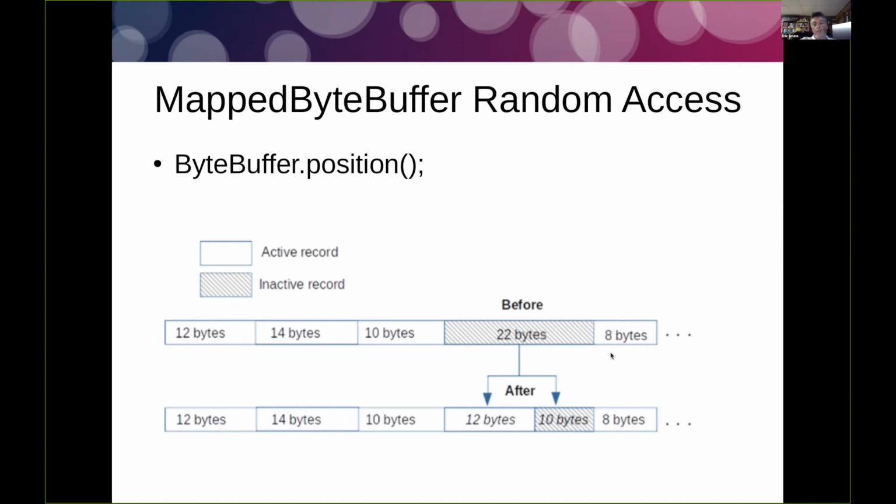So here is something from my article. You would have to know that the first 12 bytes was an active record and the next 14 bytes was another active record. Then you have a 10 byte record, which is just data that's being stored. And then you have a 22 byte gap that's an inactive record, and then an 8 byte record.